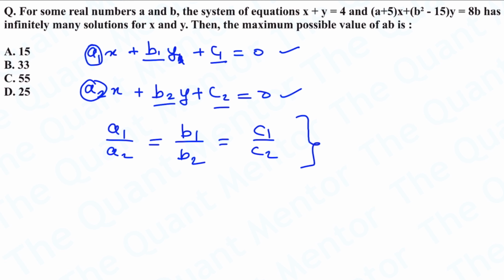So these two equations will have infinitely many solutions when the ratio of the x coefficients will be equal to the ratio of the y coefficients, which will be same as the ratio of the constant terms.